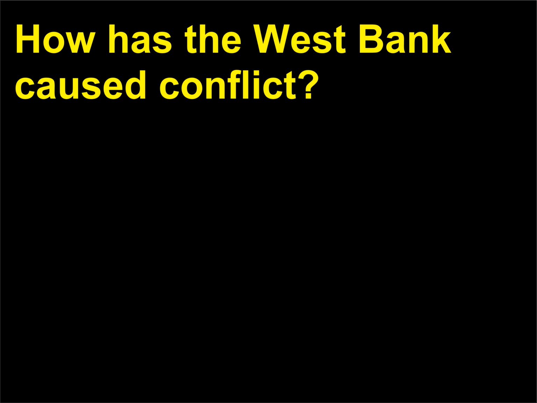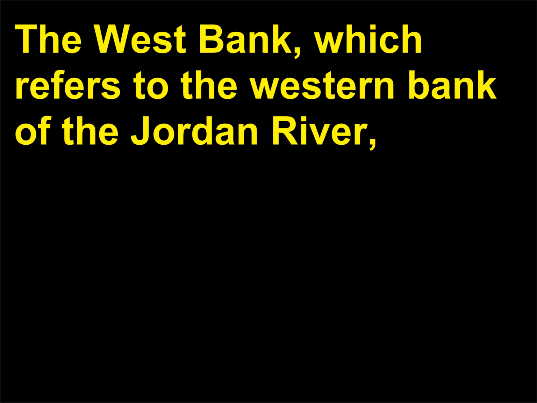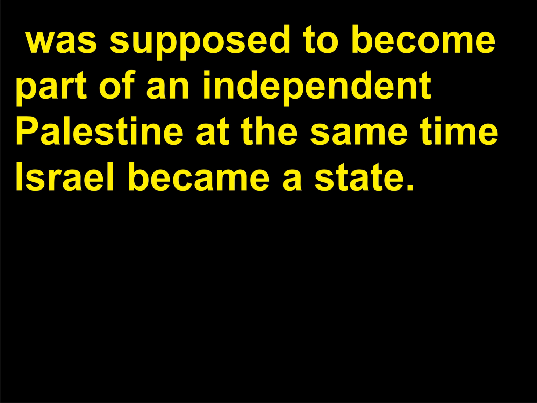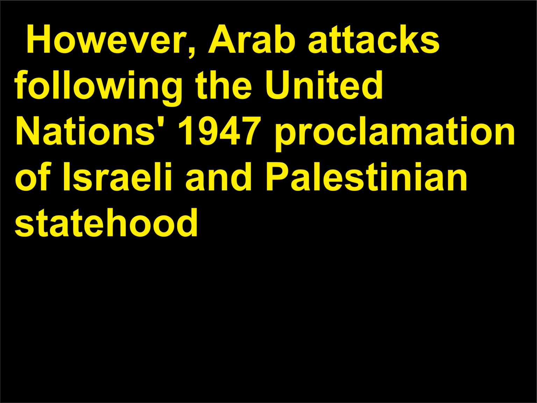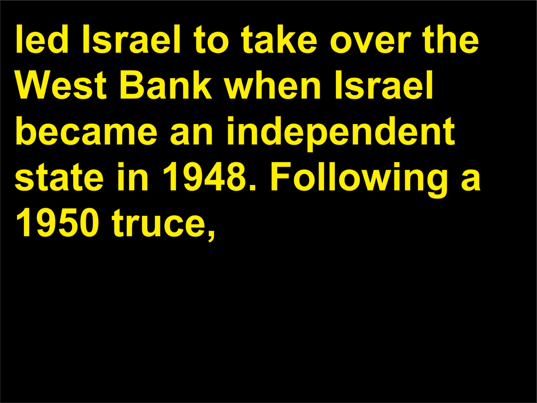How has the West Bank caused conflict? The West Bank, which refers to the western bank of the Jordan River, was supposed to become part of an independent Palestine at the same time Israel became a state. However, Arab attacks following the United Nations 1947 proclamation of Israeli and Palestinian statehood led Israel to take over the West Bank when Israel became an independent state in 1948, following a 1950 truce.